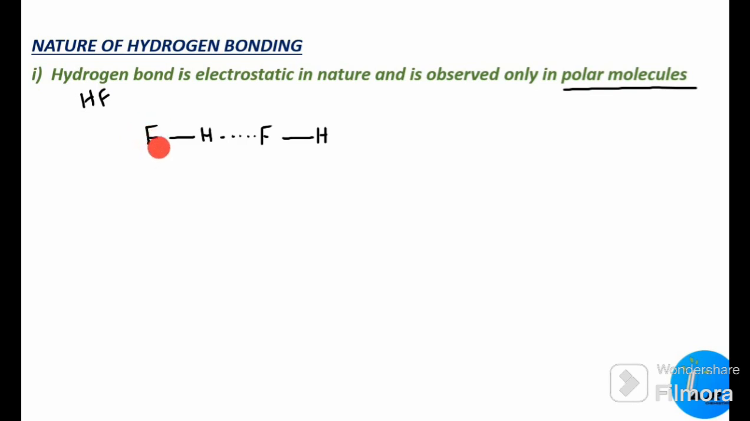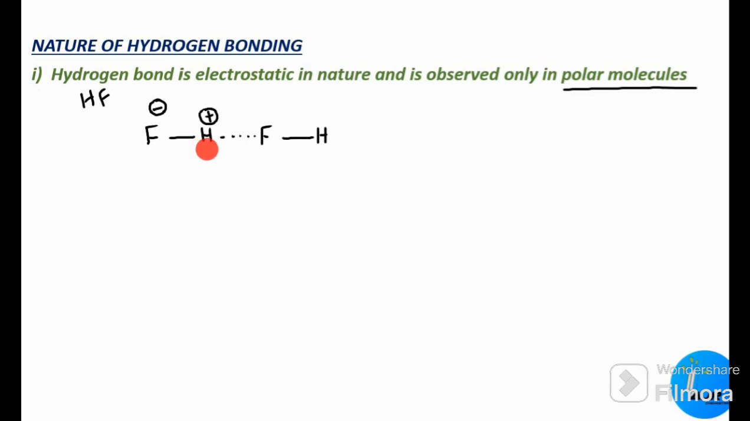See here, this fluorine is considered to be highly electronegative. So what happens is the electron pair that is binding this fluorine and hydrogen will be shifted towards the fluorine, so that this fluorine gets a negative charge. Since the electrons are shifted towards fluorine, this fluorine will be getting a negative charge and this hydrogen will be getting a positive charge. Can you understand?